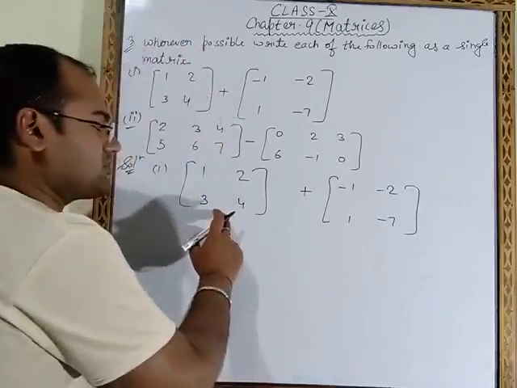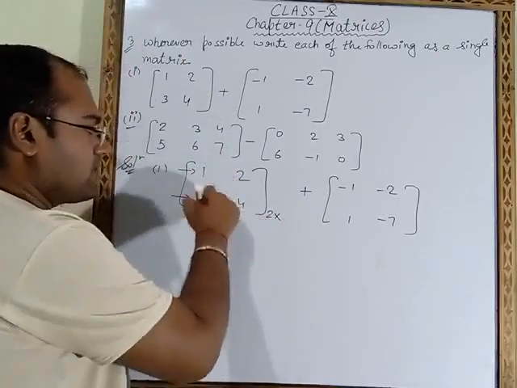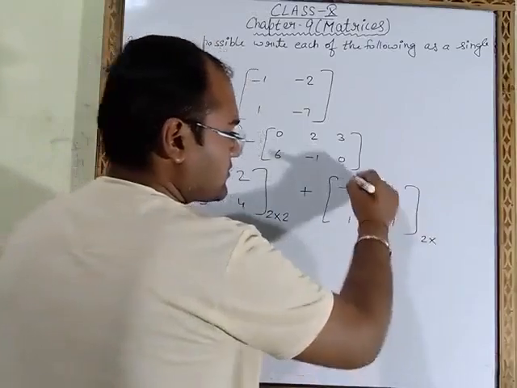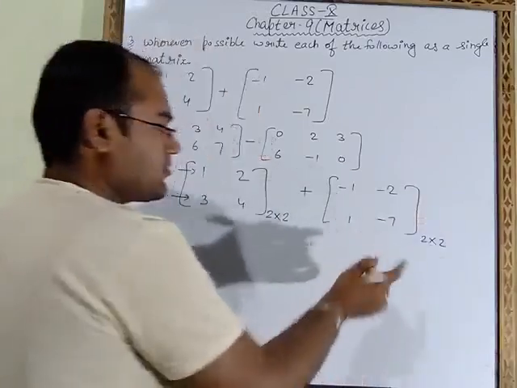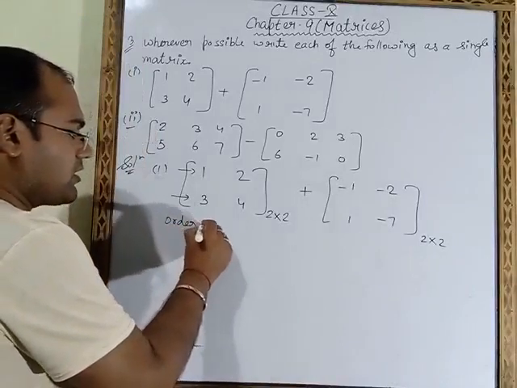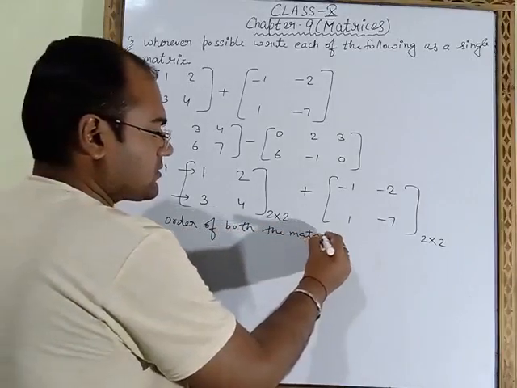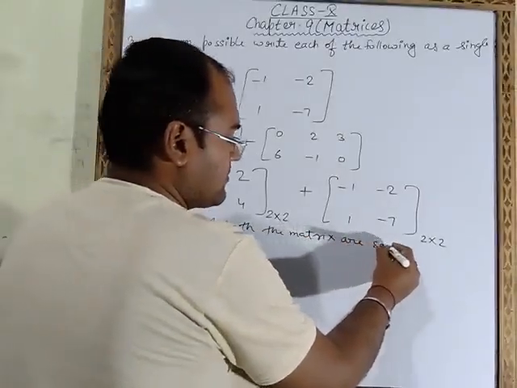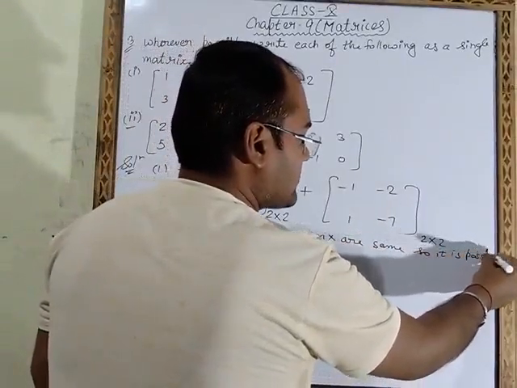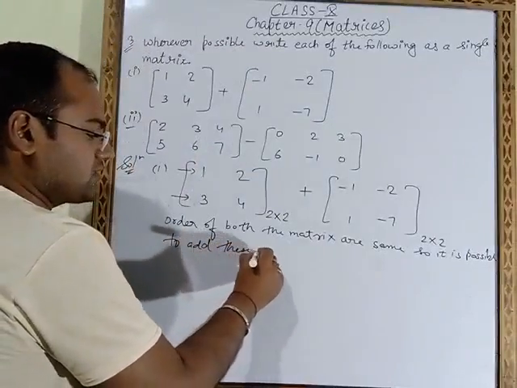So the order of this matrix: how many rows are there? First and second, 2 rows. Columns, first and second, 2 columns. Here also 2 rows, first and second. So the order of both the matrices is same. So what you have to write? Order of both the matrices are same. So it is possible to add these matrices.